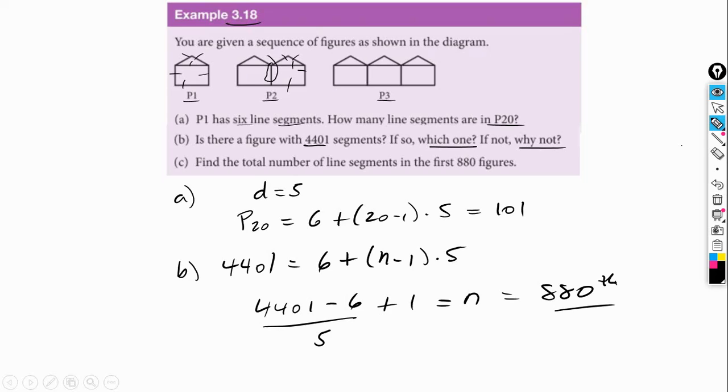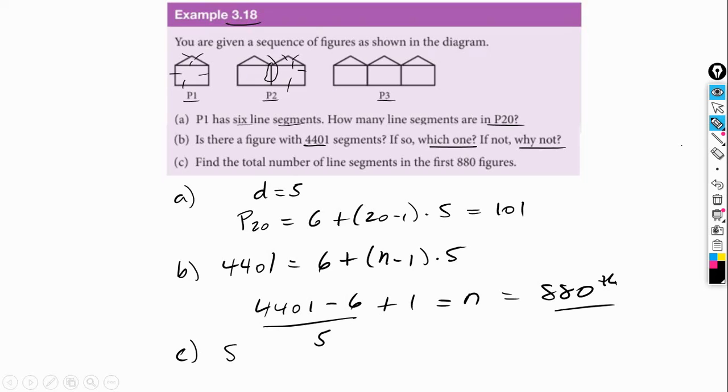Okay, so for C, it says find the total number of line segments in the first 880 figures. So this is a sum, which is not the same as finding the total amount of segments in the 20th figure, right? This would be summing them all. So this is a series. Okay, so for that, we would apply the formula for the series.